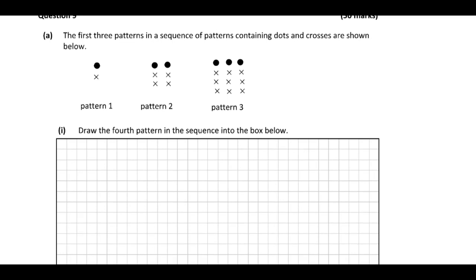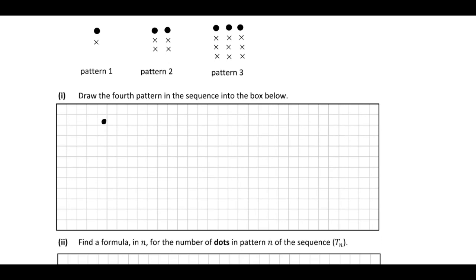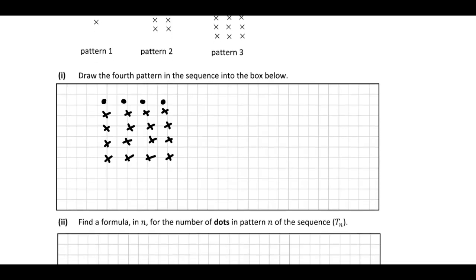Okay, so let's have a look at question 9 then. Question 9, the first 3 patterns in a sequence of patterns containing dots and crosses are shown below. So we got 1 dot and 1 cross, 2 dots and 4 crosses, and so on. Draw the 4th pattern in the sequence into the box below. So we're going to have 1, 2, 3, 4. Then we're going to have 1, 2, 3, 4, and then along here we're going to have 1, 2, 3, 4. So it should look something like that. Okay, so easy marks there.